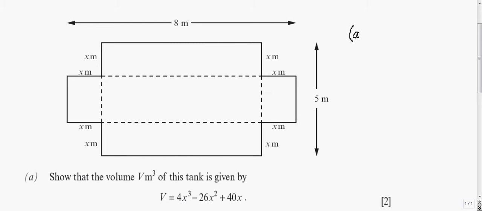So part A. Show that the volume of this tank is given by the equation there. Well, volume is equal to height times length times width, which in this case the height is going to be x centimeters. The length is going to be this 8 meters, but when we fold it up, these two flaps at the sides here and here are going to fold up too, and this x meters will no longer be on the width. So therefore it's going to be 8 minus 2x.